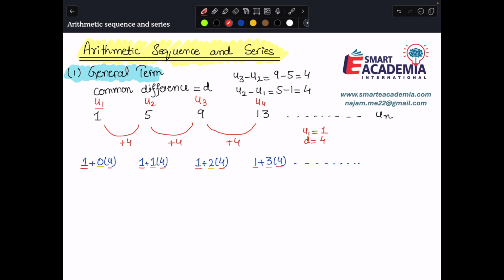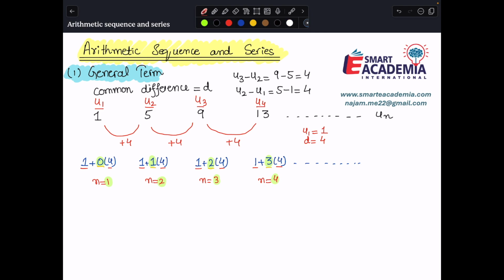See, for the first term, my n is 1. For the second term, my n is 2. For the third term, my n is 3. And for my fourth term, my n is 4. And if we want to check this, if my n is 1, this is 0. My n is 2, this is 1. My n is 3, this is 2. My n is 4, this is 3.